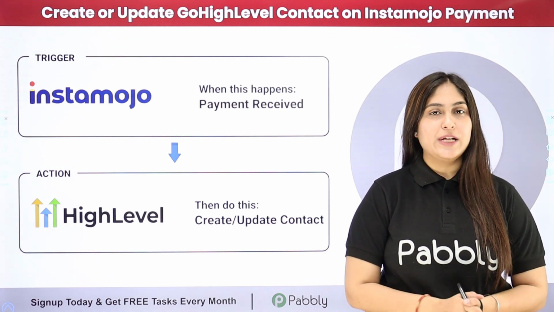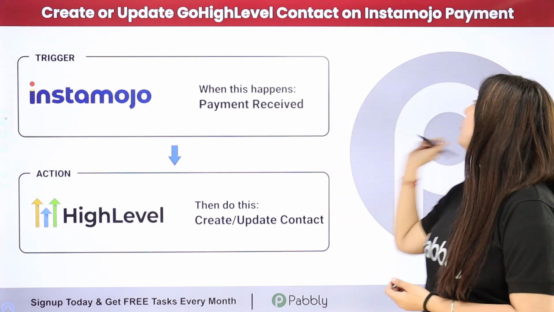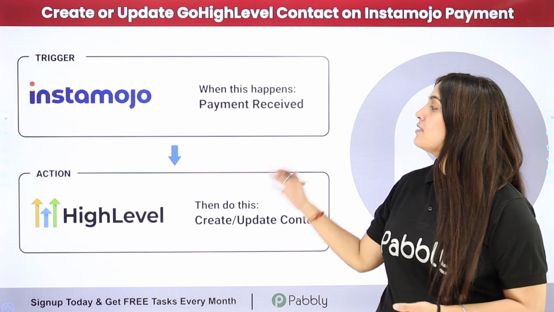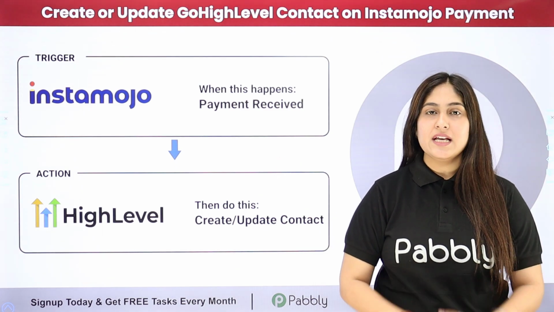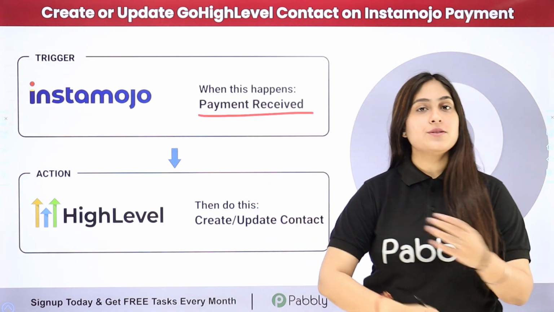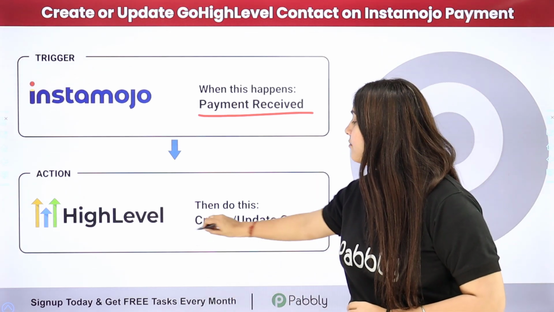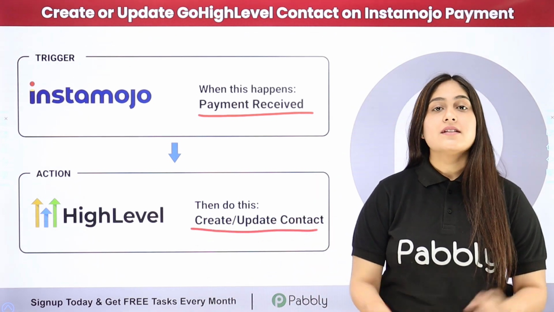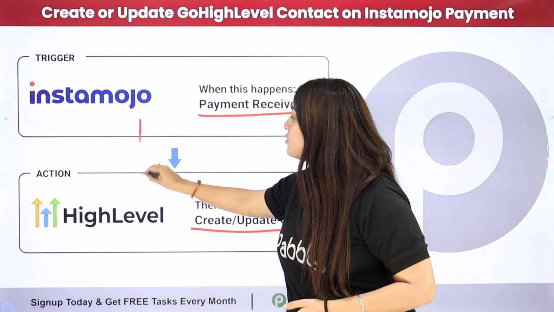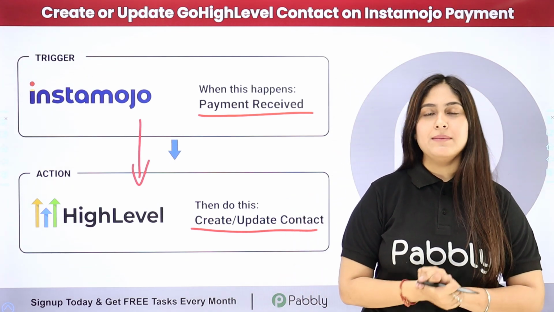In this video, we are going to understand how to create or update a GoHighLevel contact on Instamojo payment. So here I'm running a business and I use Instamojo as my payment gateway. And here my objective is that whenever I receive a new payment, then automatically the person who has made the payment should be created as a new contact in my GoHighLevel account as well. So to automate the entire process, I need to connect my Instamojo with my GoHighLevel account using an automation software named Pabbly Connect.